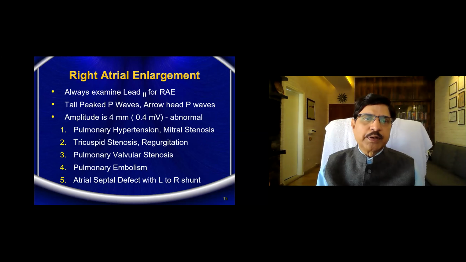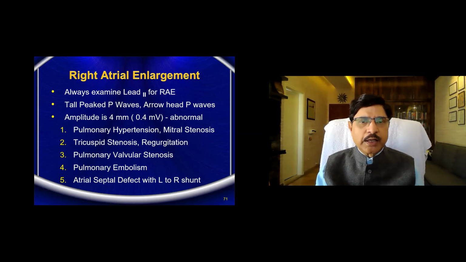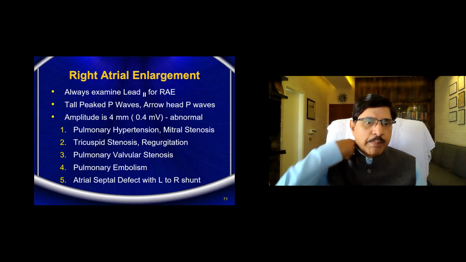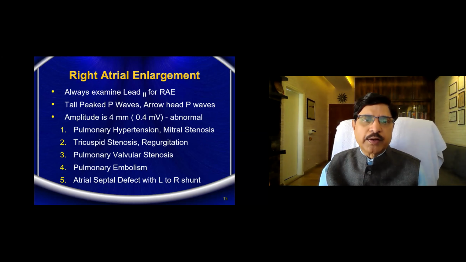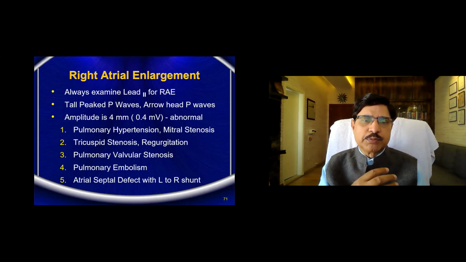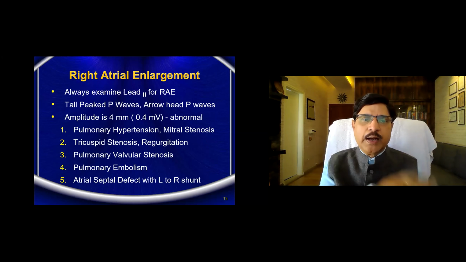Fundamentally, pulmonary hypertension, of course mitral stenosis with the back pressure, tricuspid stenosis, tricuspid regurgitant jet coming into the right atrium, pulmonary valvular stenosis, again the back pressure there, and then pulmonary embolism, atrial septal defect with left to right shunt. Initially it will be left to right because the left-sided pressure is more, which is the normal ASD pattern initially. But once the right-sided pressures go up, then the right to left shunt will occur. So these are the few conditions which can cause a right atrial enlargement.